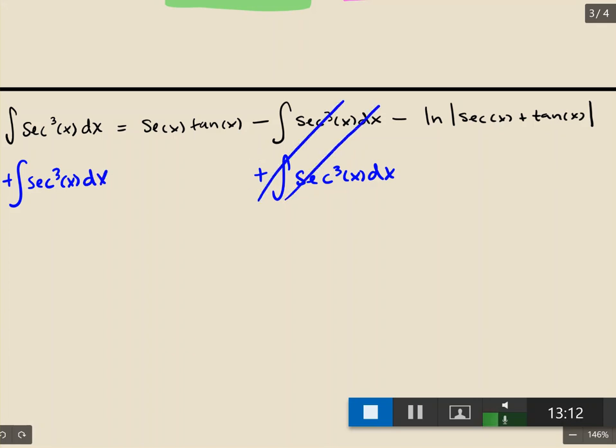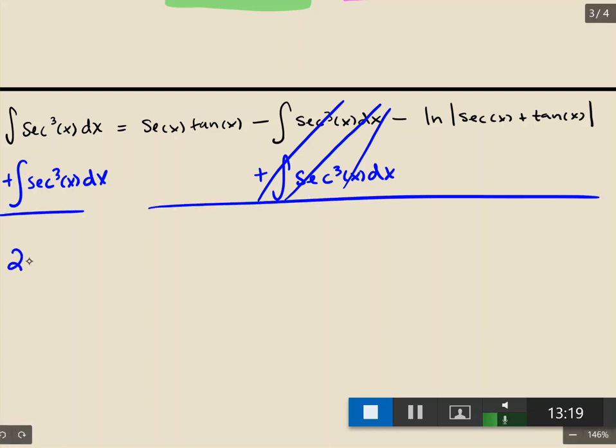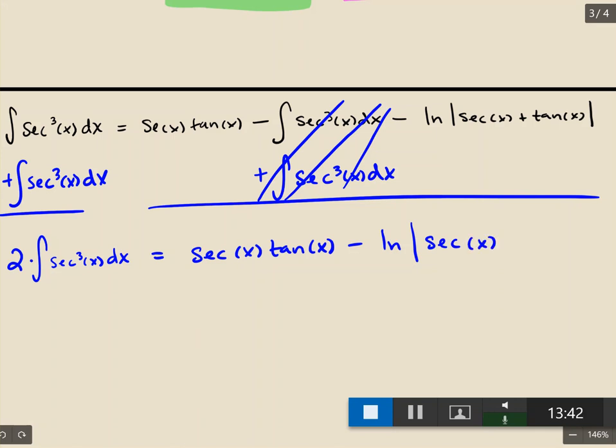That gets rid of it from this side. And the left side of the equation becomes 2 times the integral of secant cubed of x dx, because we had one of the things plus another of the things becomes 2 of the things, equals, the right side simplifies just to secant of x tangent of x minus natural log of the absolute value of secant of x plus tangent of x.